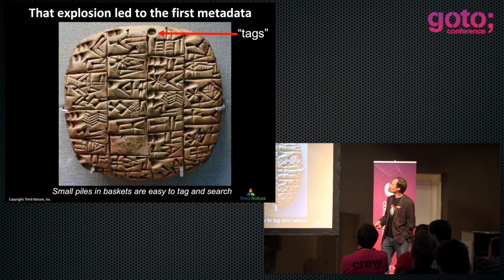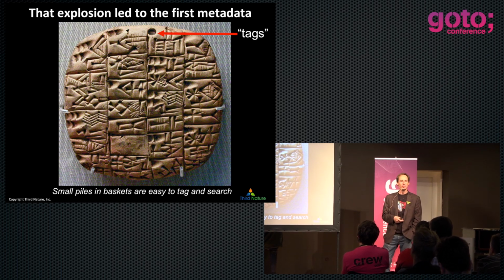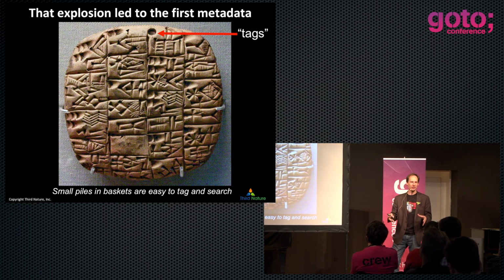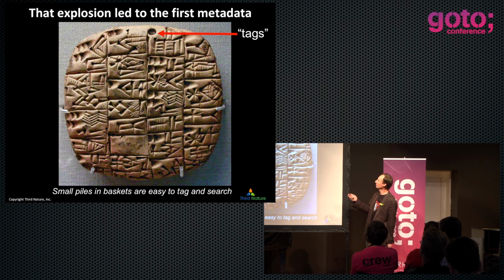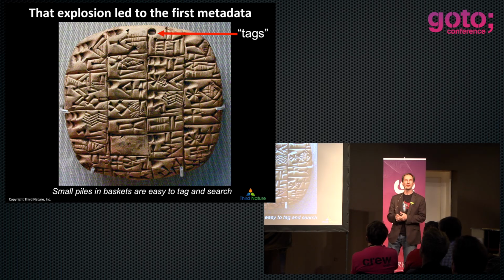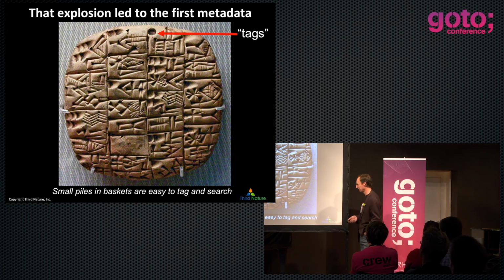Now, what we ended up with is some interesting things. They kept these in baskets. So when you have a basket full of these, it's not too bad. When you have many baskets, it starts to become a problem. So they drilled holes in the tablets, put a little papyrus tab on there, and then wrote things on papyrus. So we actually had tagging infrastructure and folksonomies back then.